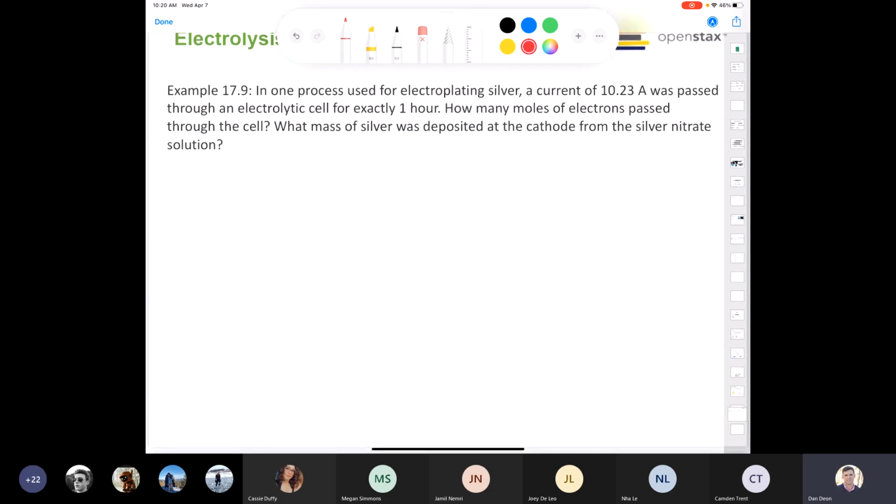Okay, let's try a problem. So this one's kind of good because it takes you right back to stoichiometry and a little bit of your old friend, dimensional analysis.